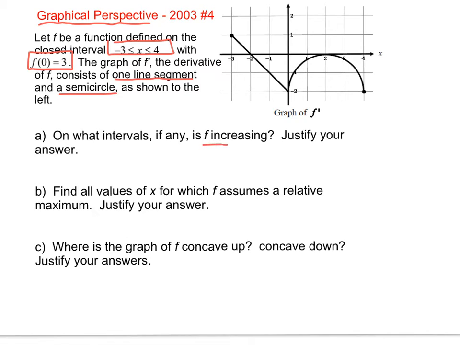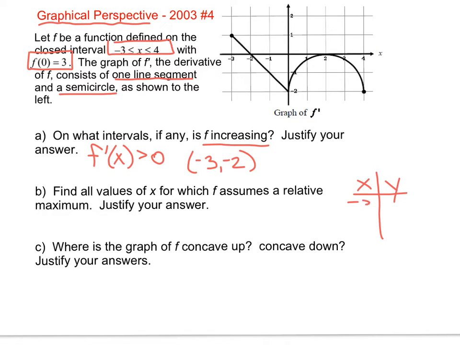Where is f increasing? Well, we know f is increasing where the first derivative is greater than 0. And according to the interval, the first derivative is greater than 0 on the interval negative 3 to negative 2. Now, find all values of x for which f assumes a relative maximum. Well, we know maximums will either occur at the endpoint, so we have to consider those. And our endpoints are negative 3 and 4, and then critical points, which is when the derivative is equal to 0 or when the derivative does not exist.